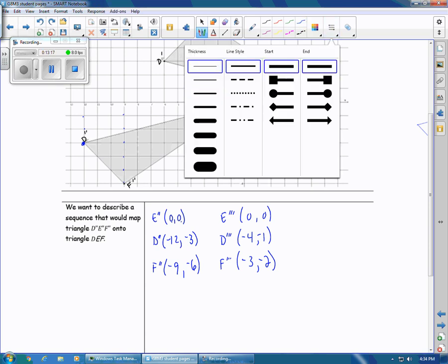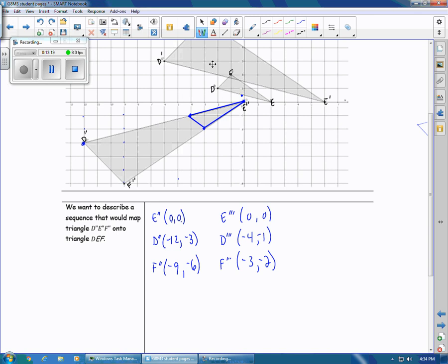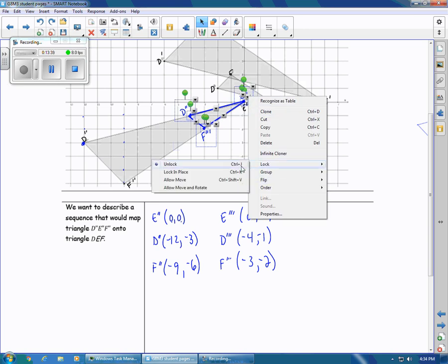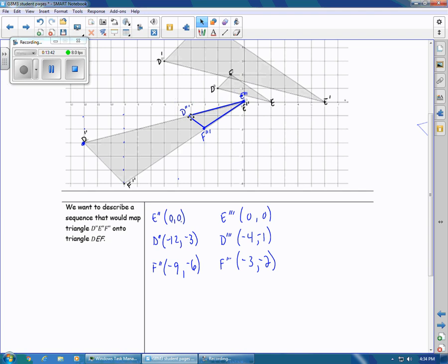Okay. So this is going to be E triple prime, D triple prime, and F triple prime. And I'm going to lock that in place so that when I trace over it, it doesn't move anywhere. And this is where you can be using your different colors to help you keep track of what you're putting where. So I would definitely have made my dilation in a different color. Now I'm going to trace over it, and I'm going to try to figure out what rigid motions I need to get this guy to map back onto the other one.